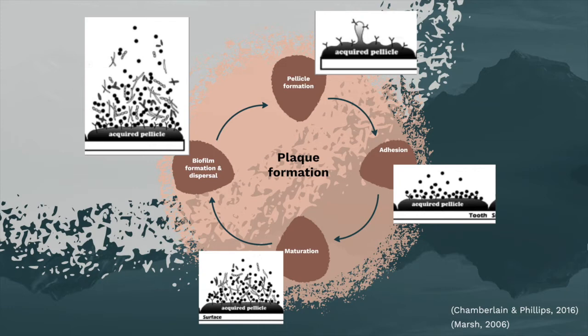In the third stage of maturation, the early colonizers produce extracellular polymeric substances called EPS that allow other more motile and virulent bacteria to attach by coadhesion. This process is called microbial succession. In the last stage of dispersion, the biofilm has been matured and is ready to be dispersed to other areas of the mouth, spreading it.